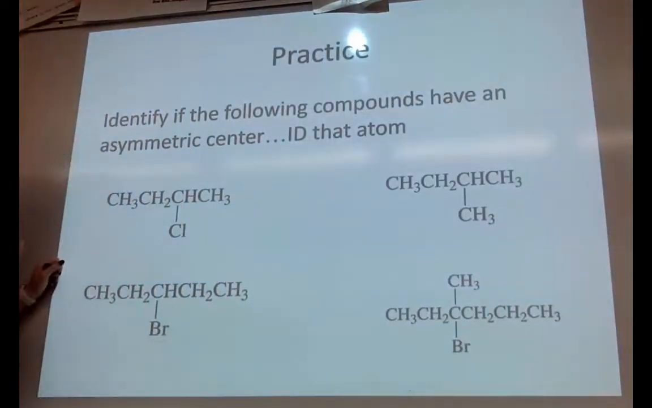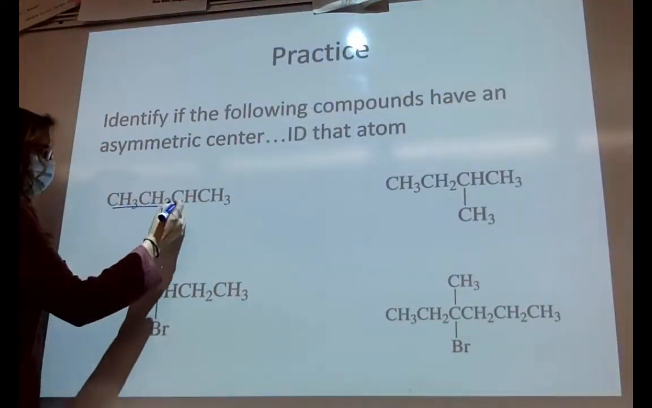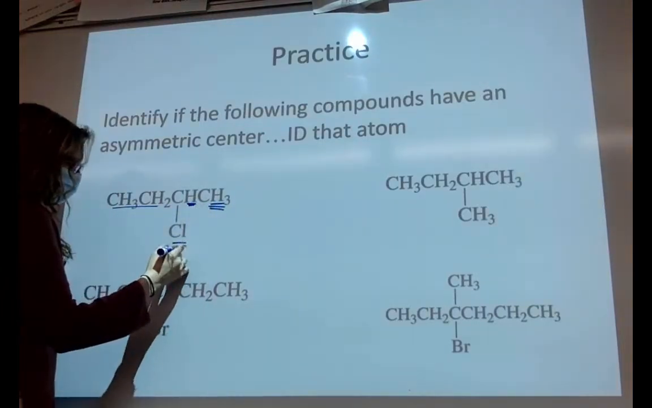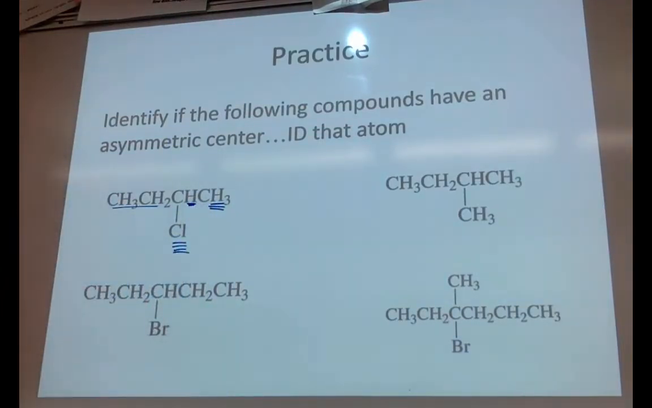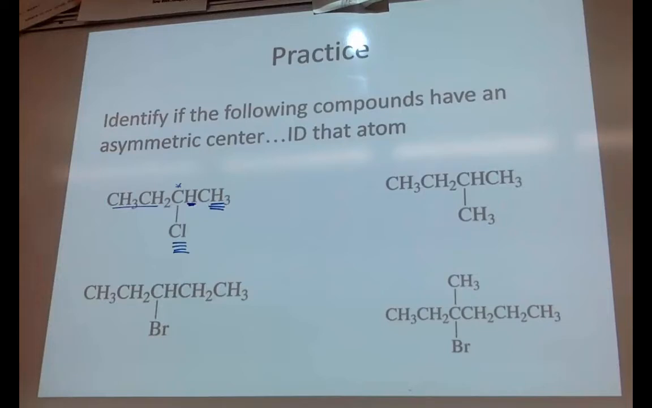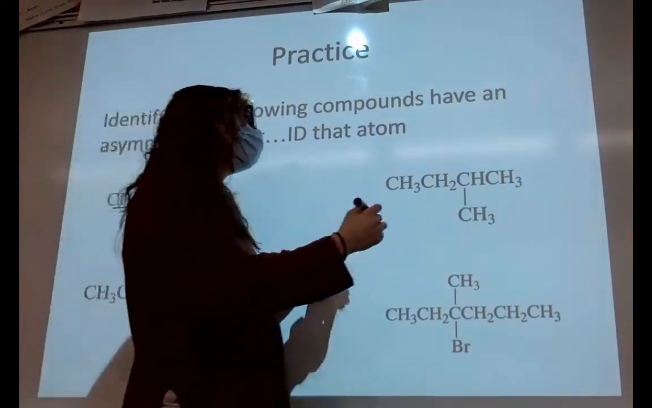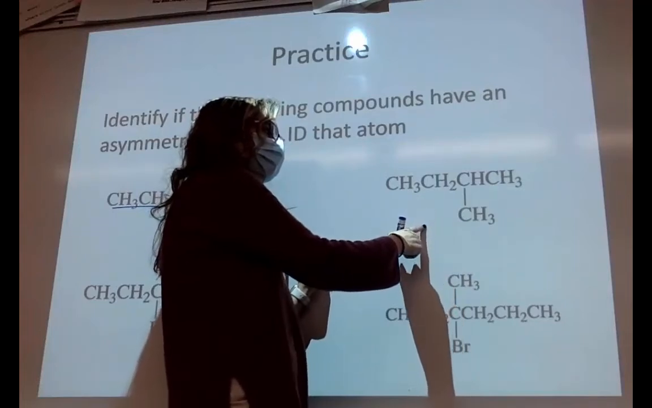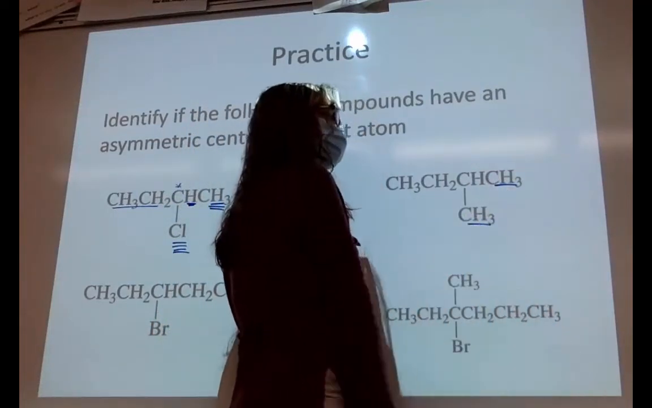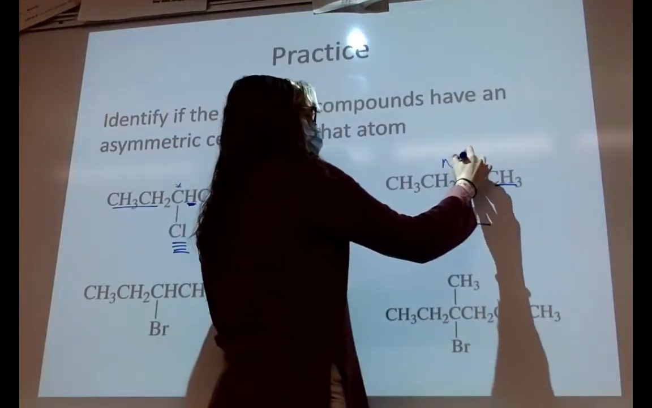Sometimes what you'll notice that I do is I'll start underlining, and I'll do different numbers of underlines for the different numbers of groups. So this one has 4 different groups attached. That carbon is a chiral center. What about this next one? No. Why? Because it's CH3 and CH3. Two methyls. So this is not a chiral center.